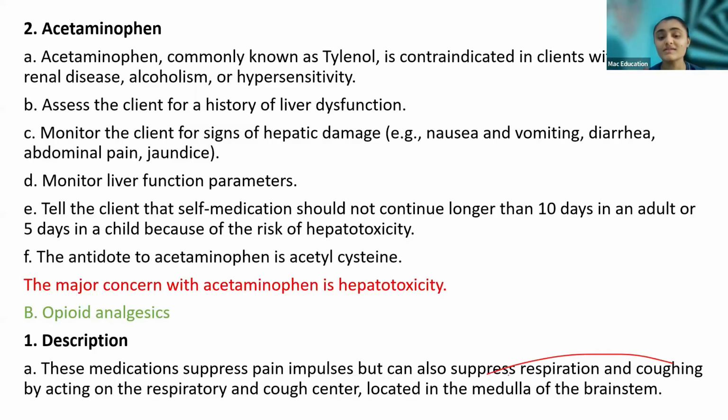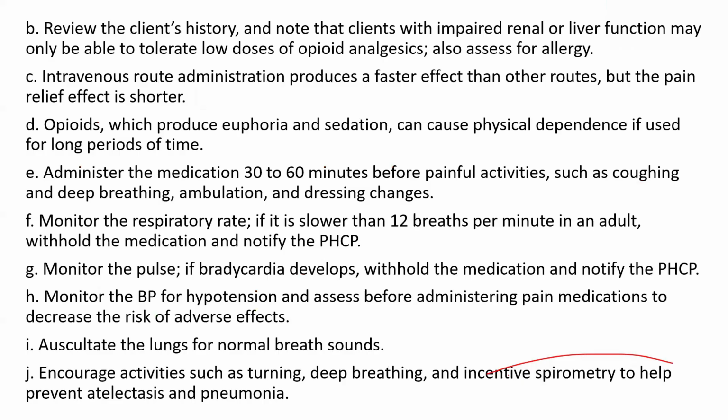This medication suppresses pain impulses but can also suppress respiration and coughing by acting on the respiratory and cough centers located in the medulla of the brainstem. We know opioids are analgesics. They suppress the pain, but they also suppress the respiratory centers located in the brain. So the respiratory centers will get depressed and coughing will also get depressed. Understood? Yes, ma'am. Okay.